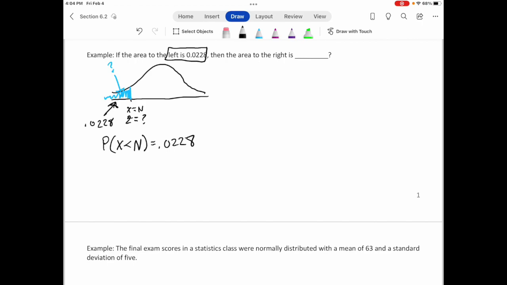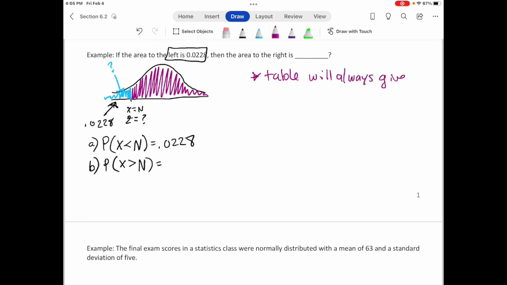Now, if we add an additional part to that, we'll call this part A. If I want to find the probability that x is greater than n, then that's a different question, although we can use our answer from part A. If I want to see what's the probability that x is greater than n, now I'm looking for the area under the curve to the right. That's this purple area. I know that the area to the left is 0.0228 because the table would have given me that information.